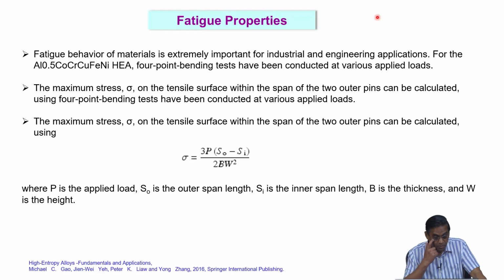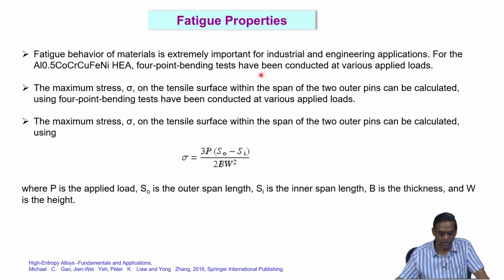The other important property we want to check is fatigue properties. Fatigue properties are important because most industrial and engineering applications require this data, and then we look at this behavior for this alloy, aluminum 0.5 cobalt, chromium, copper, iron, nickel high entropy alloy.